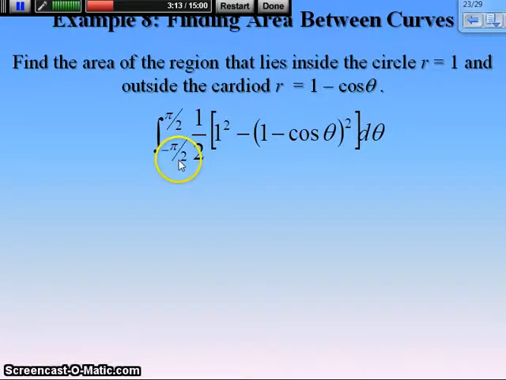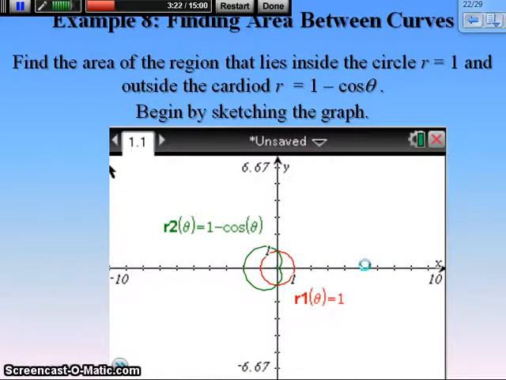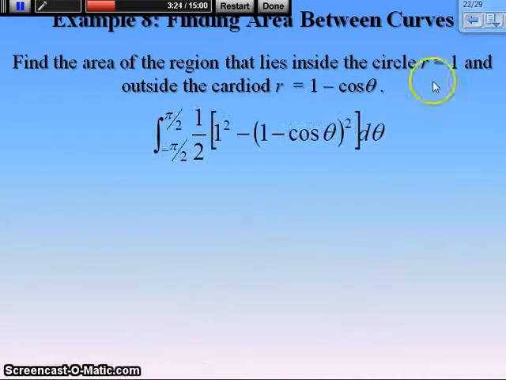Now, I'm going to take the integral from negative pi over 2 to pi over 2. How in the world do I get negative pi over 2 to pi over 2? Well, I'll start out, I want to know where these two things are equal. Where do they intersect? So I set r equals 1, so I set 1 equal to this. So 1 equals 1 minus cosine theta. The 1's cancel, and essentially cosine theta equals 0.